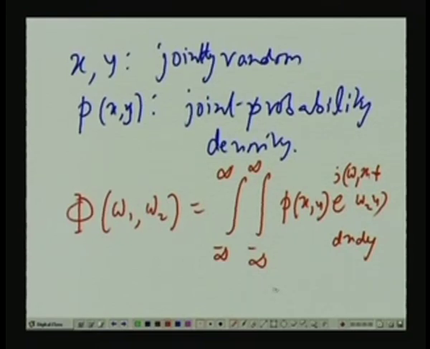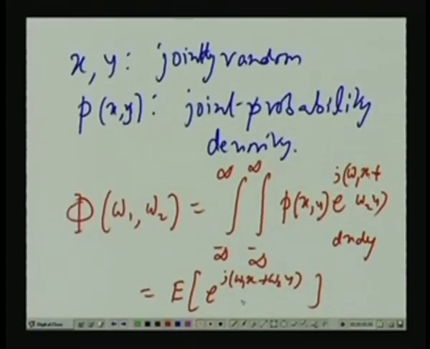You can also see that this is nothing but the expected value of this exponential. After all, this is a function of x and y. If I want to find out its expected value, I will simply multiply it by the joint probability density and integrate it from minus infinity to infinity, both with x and y. So essentially, the joint characteristic function phi of omega 1 and omega 2 is nothing but the expected value of e to the power j (omega 1 x plus omega 2 y).